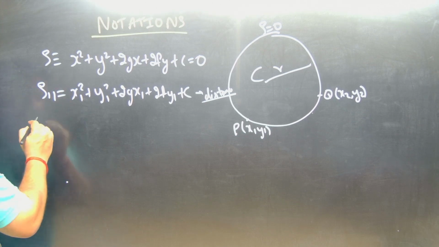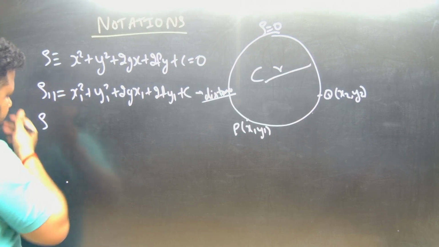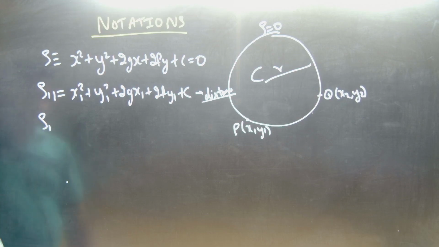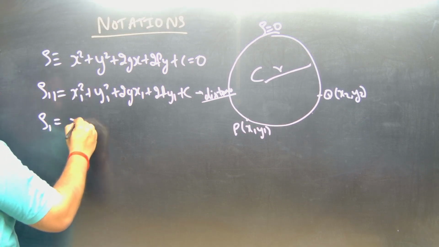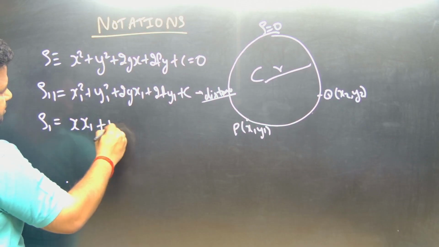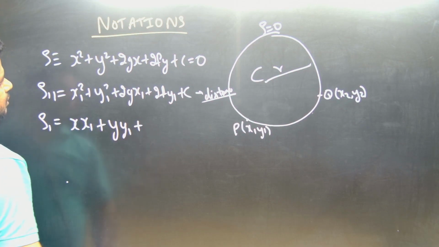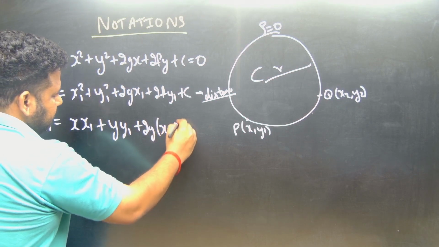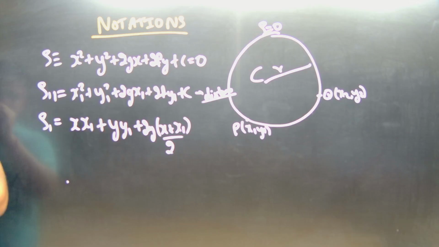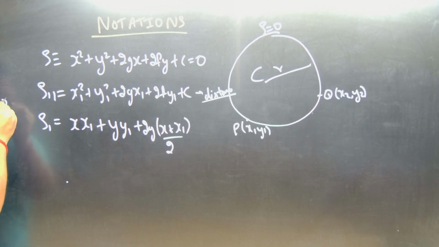Now suppose I do S1. This is S11, and if I do S1, what you have to do is, wherever x square is there, you write x into x1. Wherever y square is there, you write y into y1. Plus 2 into g into, wherever x is there, x plus x1 by 2.